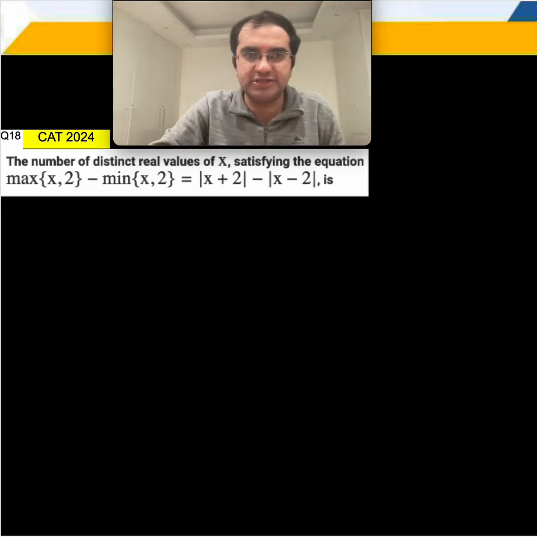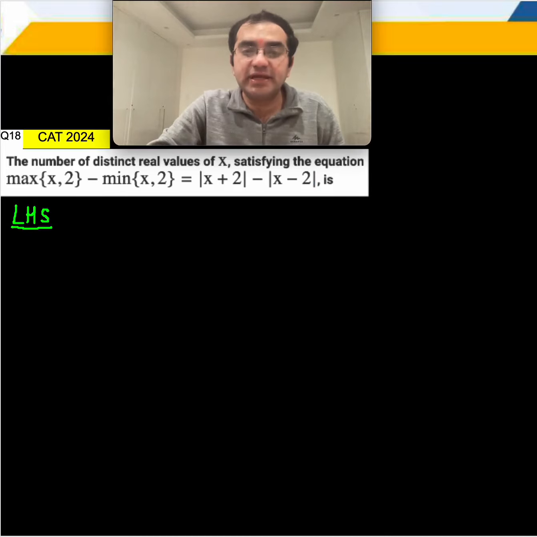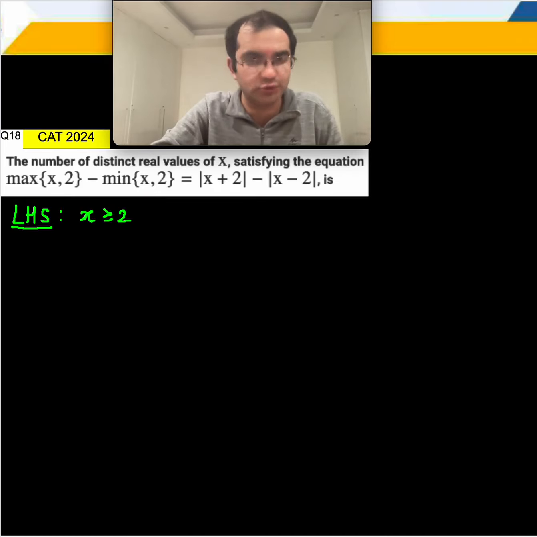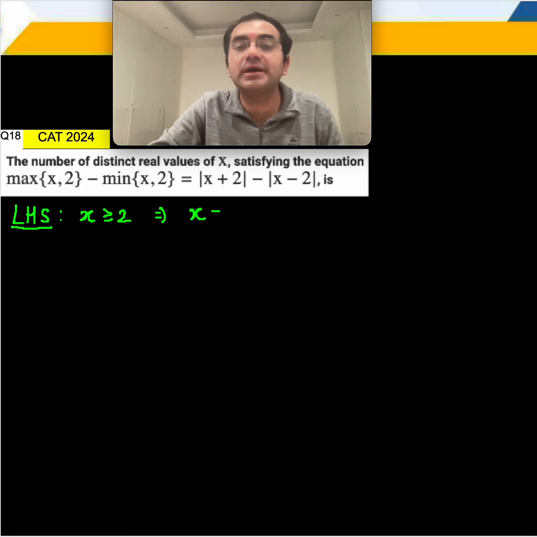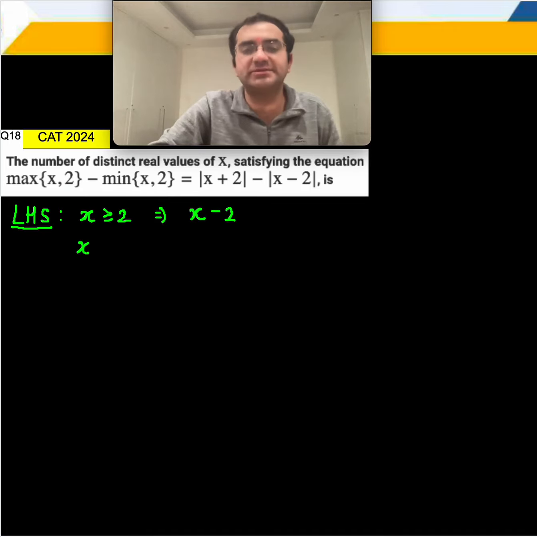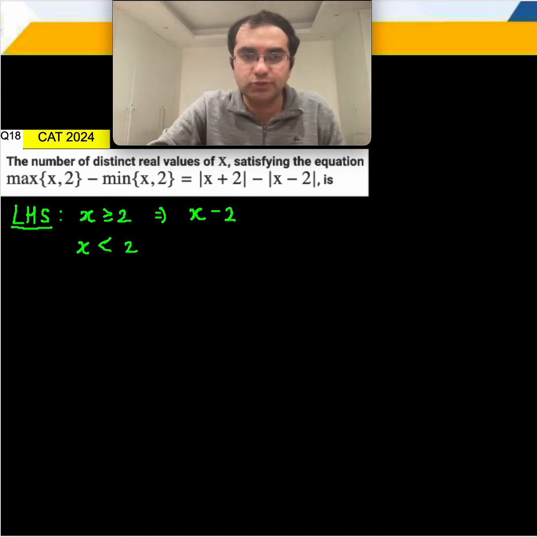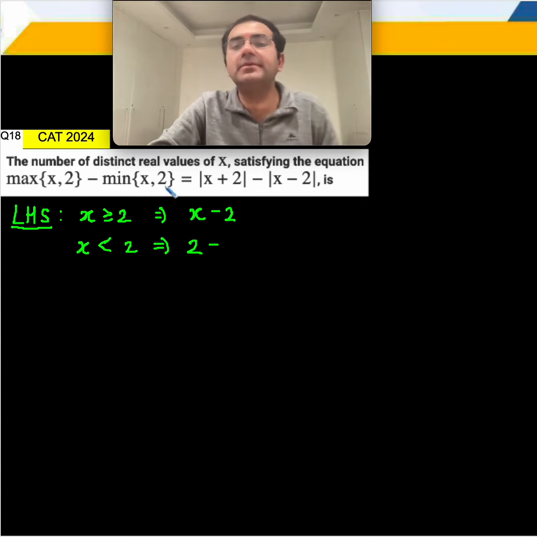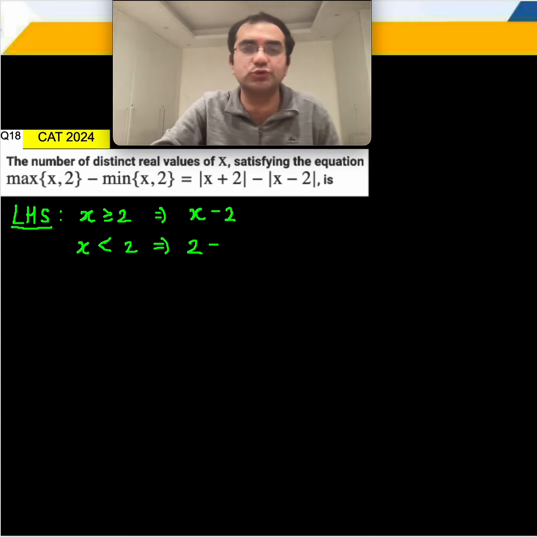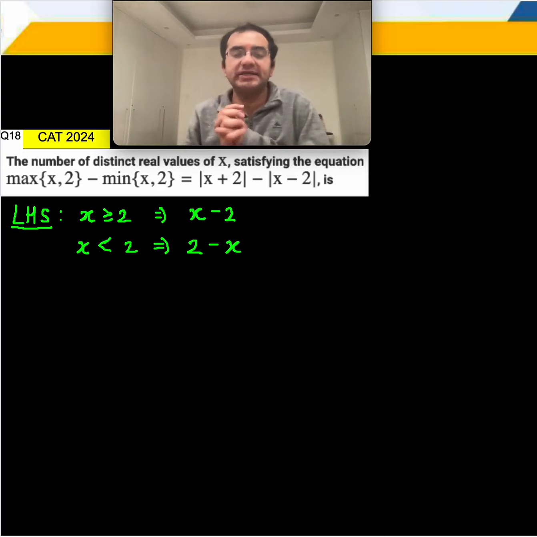पहले हम देखते हैं LHS को. LHS के अंदर the definition is going to depend upon whether x जो है वो 2 से बड़ा है कि छोटा है. So we'll take x greater than equal to 2. अगर x greater than equal to 2 है, then maximum of x, 2 will become x and minimum will become 2. So the definition becomes x minus 2. If x is less than 2, then maximum of x comma 2 will become 2 minus minimum of x comma 2 will become x because x 2 से छोटा है.